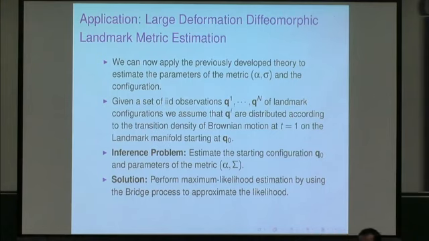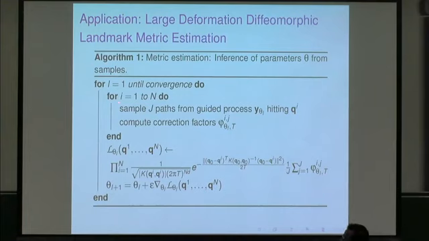Given a set of observations q_1 to q_n, a collection of landmark points, distributed according to the transition density of a Brownian motion on this manifold at time point 1, estimate alpha and sigma. We're going to perform maximum likelihood estimation by using the bridge process. So the algorithm becomes very straightforward. We sample J paths, some constant, guided by our process Y, parameterized by theta and q_i, that hit all our data points, given some initial estimate mu.